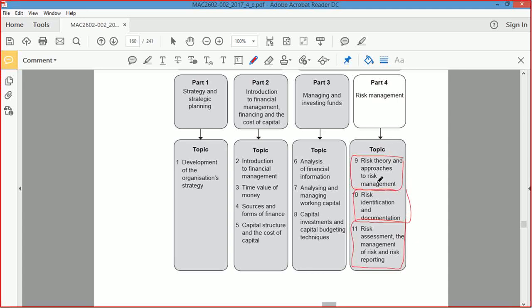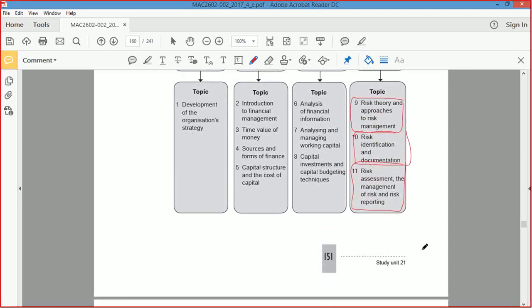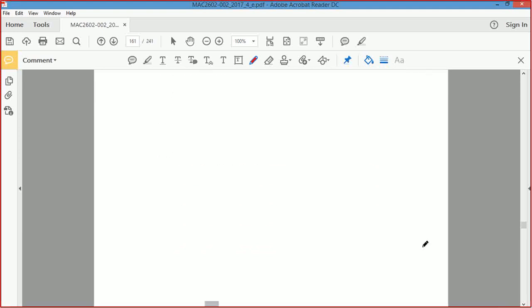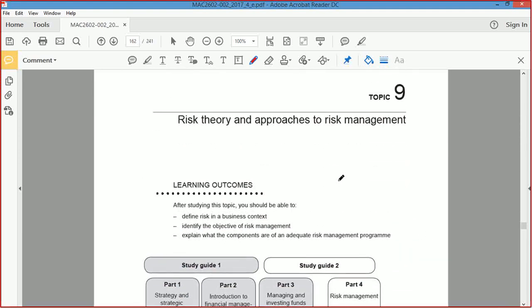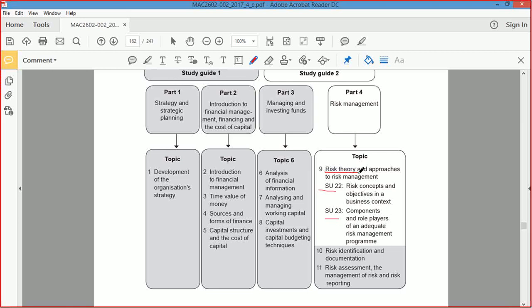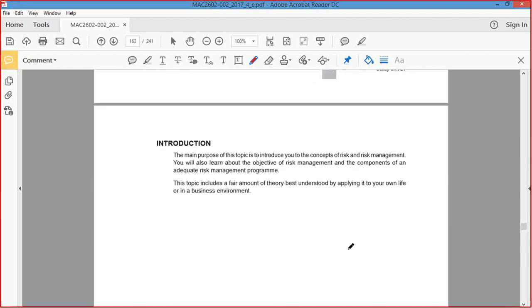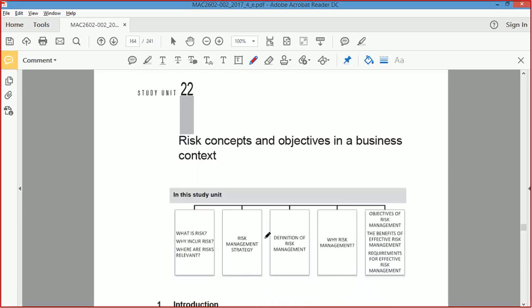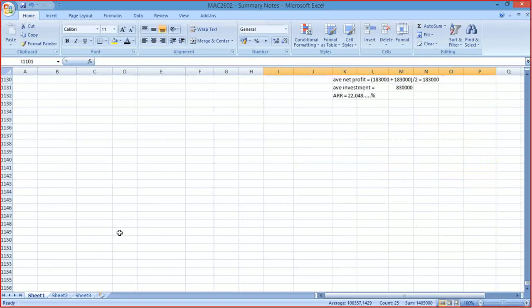Okay, there's a lot of different areas of risk that we need to consider, because remember, risk is something that the business is going to have to deal with in order to maximize return. Topic 9, risk theory and approaches to risk. That's the first bit. There are 2 chapters in this particular section. You've got risk theory and the approaches, as well as risk management. They talk about the concepts, the objectives, and they look at the different components. That's what they're looking at in the first 2 chapters, and then later on they just wrap up with the identification and the assessment.